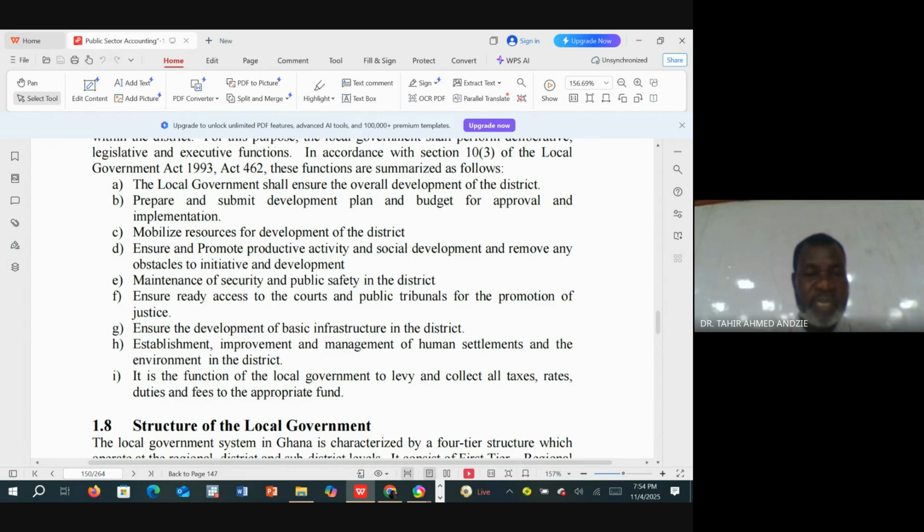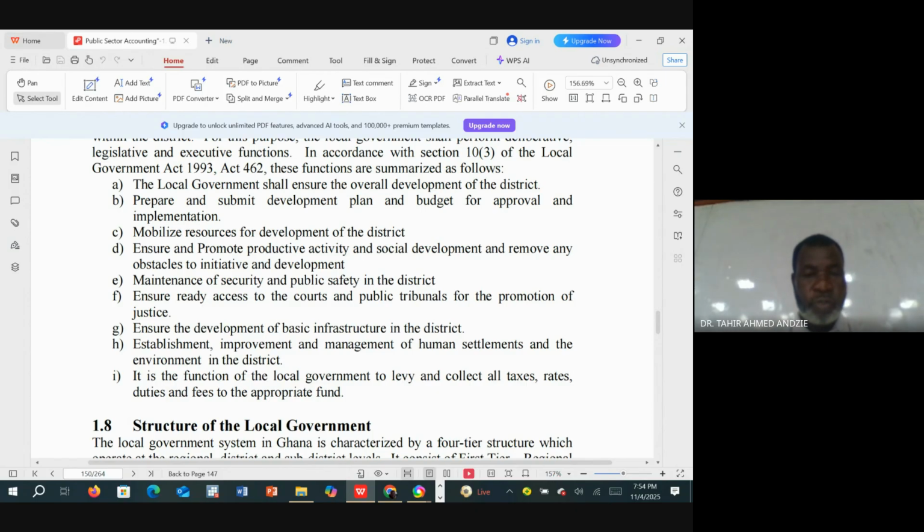They have to maintain security and public safety in the district. Yes, it's also the duty of the district assembly to ensure maintenance of security and safety in the district. That's why the police command, the military, and all other forces in the district are under the direction of the district chief executive. So they have a committee responsible for ensuring peace and security in the district, and that comes under the function of the district assembly.